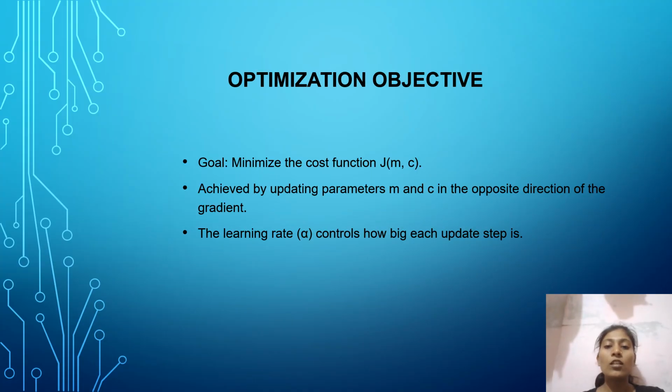Then we see the optimization objective. The main purpose of gradient descent is to reduce the loss function. To do this, we keep adjusting m and c. We move them in a direction where the loss decreases. The amount by which we adjust is controlled by a parameter called the learning rate. If the learning rate is too high, we may miss the minimum. If it is too low, the process becomes very slow.